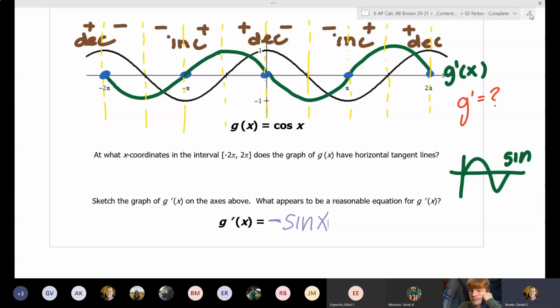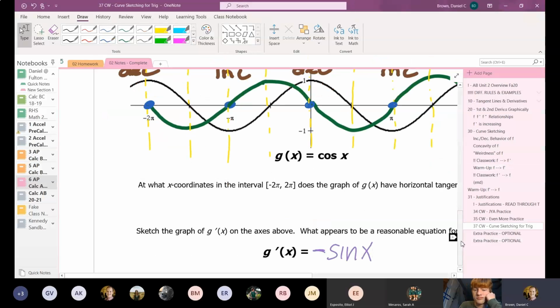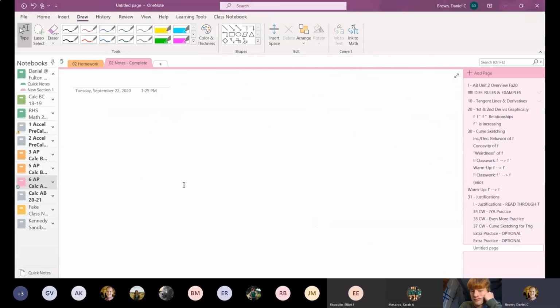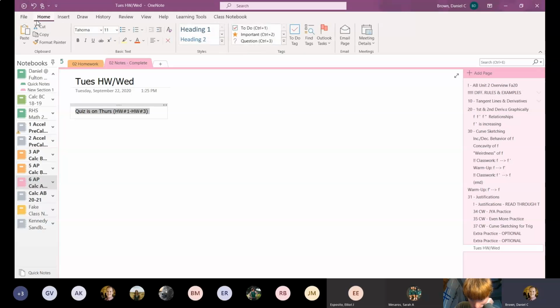So some things that I want you working on today and also tomorrow. So again, we're not meeting for class. So this is going to be Tuesday homework, and then Wednesday during the day what you're working on. Most important part is your quiz is on Thursday, and that quiz is basically covering topics from homework 1 through homework number 3. Probably most heavy on homework number 3, to be honest, with the curve sketching and the justifications.